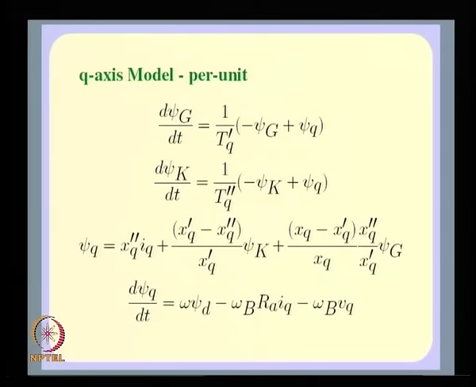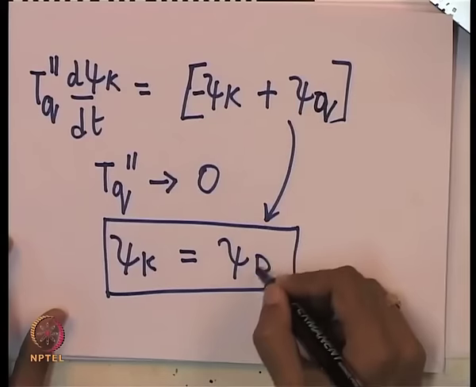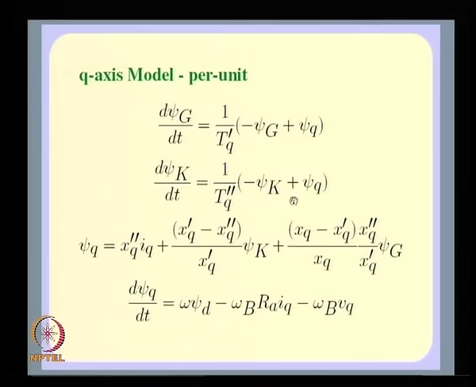We will just have a look at it right away. What I am trying to say is that you get psi k equal to psi q. This is a small error which I made while writing this; it should have been psi q. So, getting back to the slide, you get psi k is equal to psi q. So, you can substitute psi k by psi q in this algebraic equation.